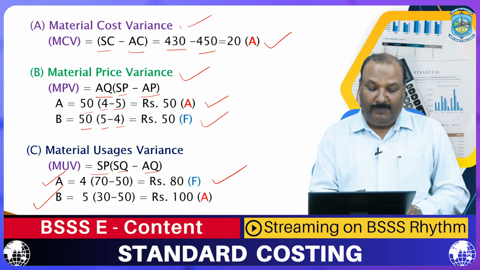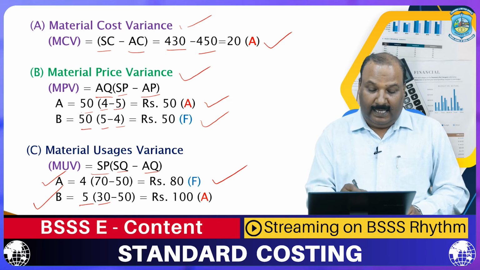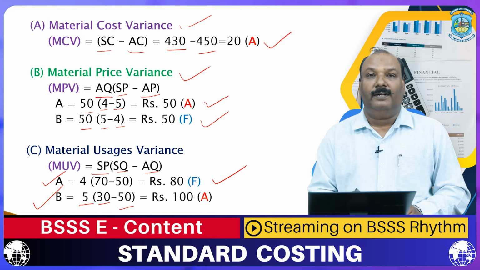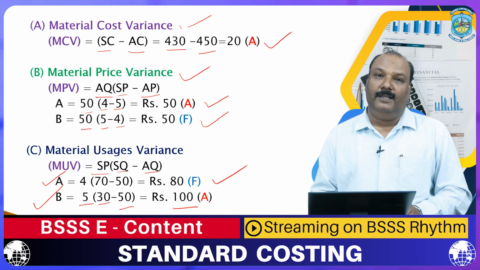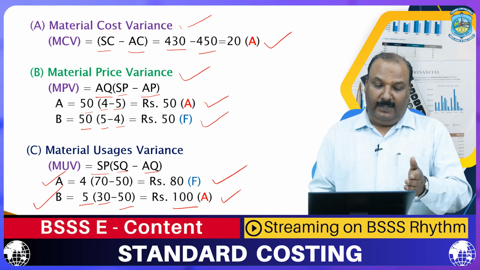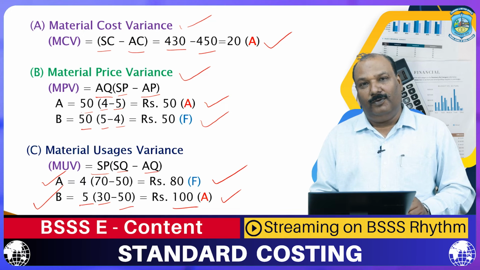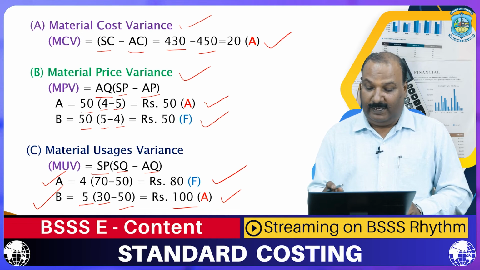As far as B is concerned, standard price given is 5 rupees, standard quantity is 30 kg, actual quantity is 50 kg, the difference between 30 minus 50 is minus 20, multiplied by 5, the result is minus 100, which is a negative value, so it is adverse. With the help of these formulas, we can calculate material cost variance, material price variance, as well as material usage variance.